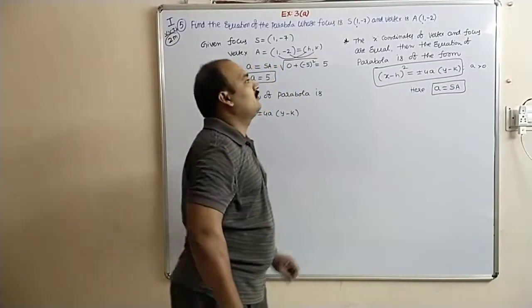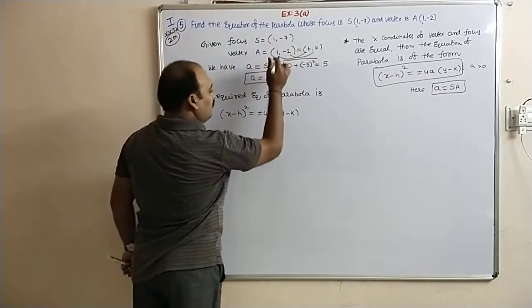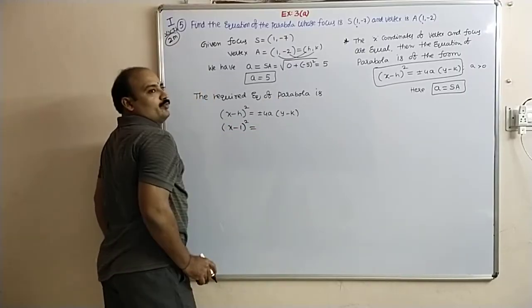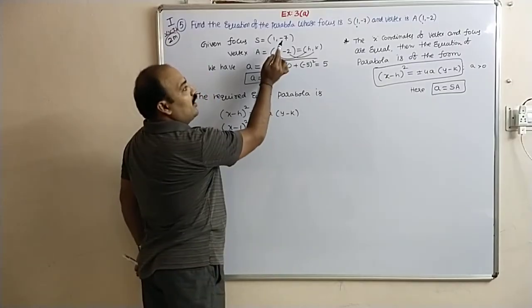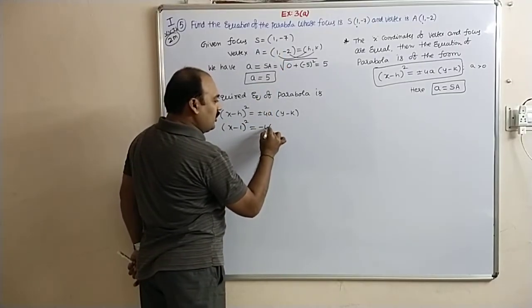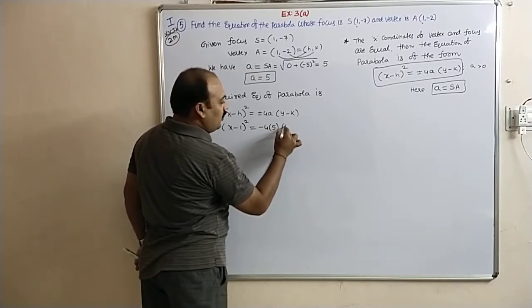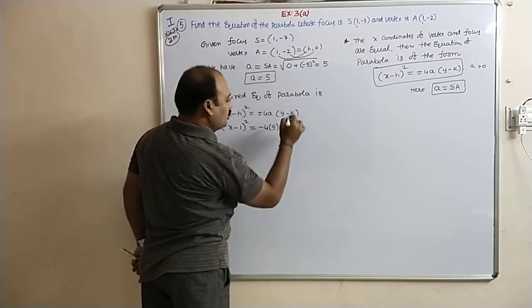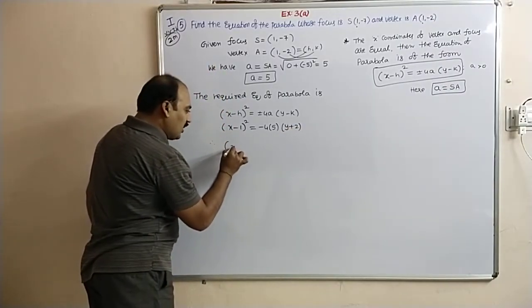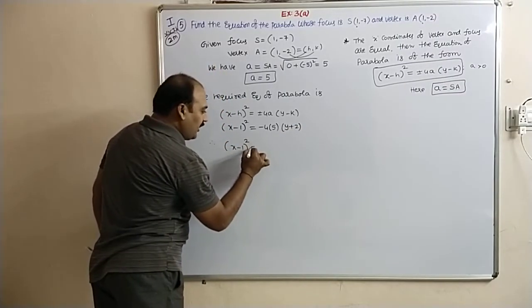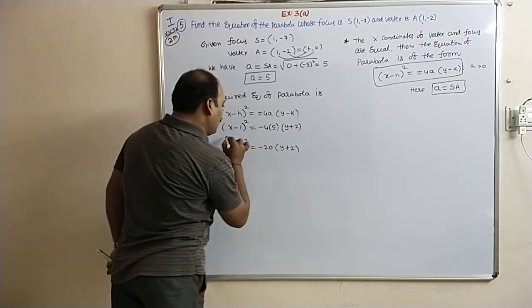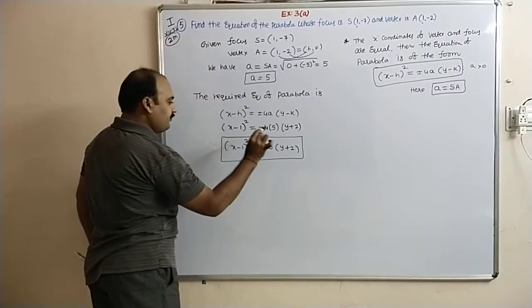You remember that. h is equal to 1, substitute, whole square equal to. Here, the y coordinate of the focus is negative, so you can consider minus 4 into a value is 5 into y minus k value is minus 2, minus of minus 2. Therefore, x minus 1 whole square equals minus 20 into y plus 2, which is the required equation of the parabola.